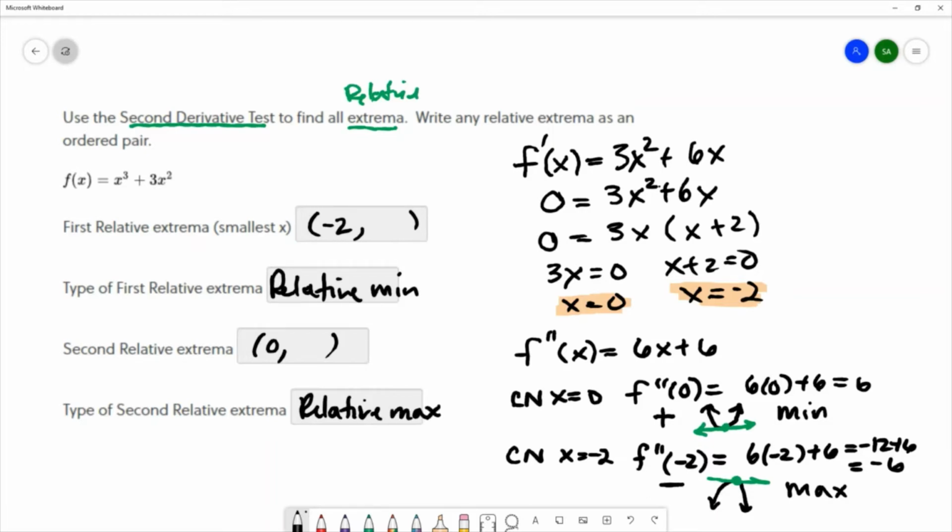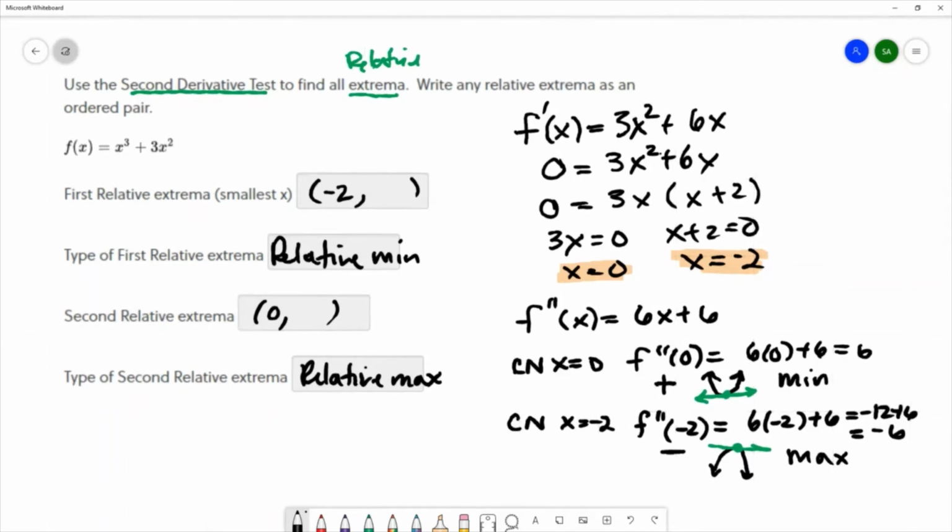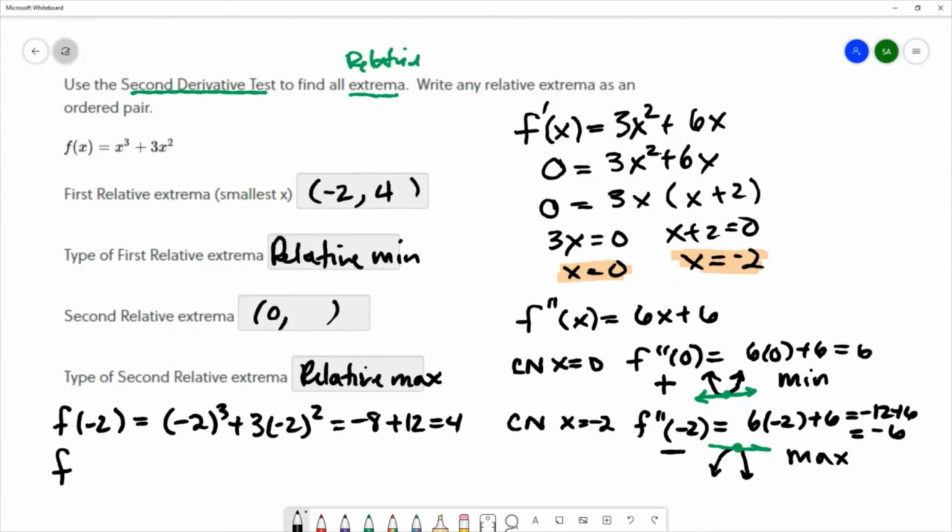So to find the ordered pairs, we would substitute -2 into the original function. And that gives me -2 cubed plus 3 times -2 squared. It's -8 plus 12, which is 4. So we've got the ordered pair -2, 4 being a relative minimum. Substitute the other critical number into the original function. That gives me 0 cubed plus 3 times 0 squared equals 0. So the ordered pair 0, 0 is a relative maximum.